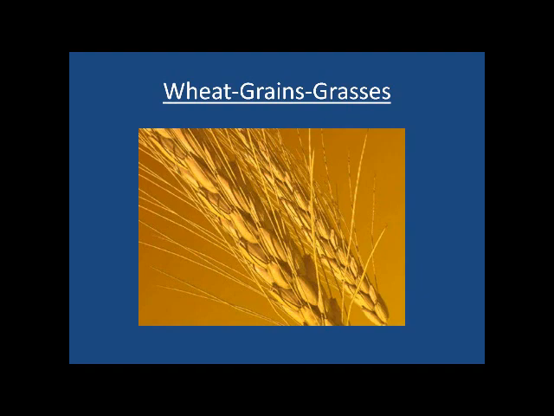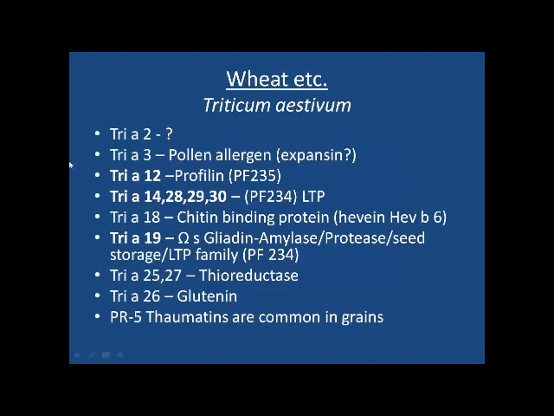Okay, what about the wheat grains? Tri a 2, we don't know. I haven't seen it defined as having any kind of function. But Tri a 3 is really a pollen allergen, and it's one of these expansins. The expansins allow the plants to grow, as I said earlier. Profilin, Tri a 12, is present in wheat, but there are also Tri a 14, 28, 29, and 30, which are lipid transfer proteins. And this just keeps popping up all over the place as an allergen.